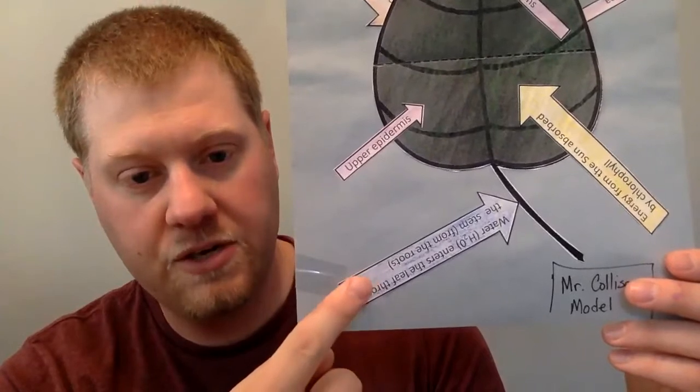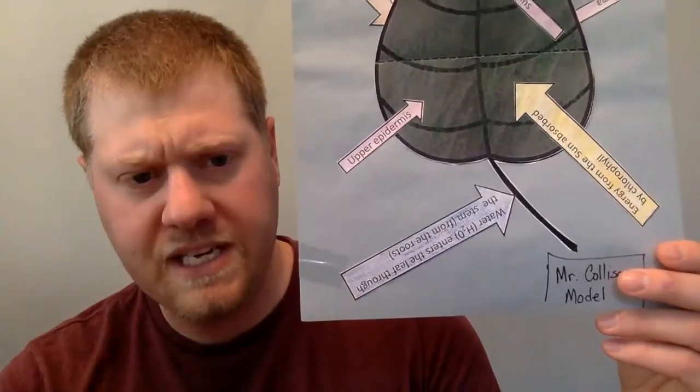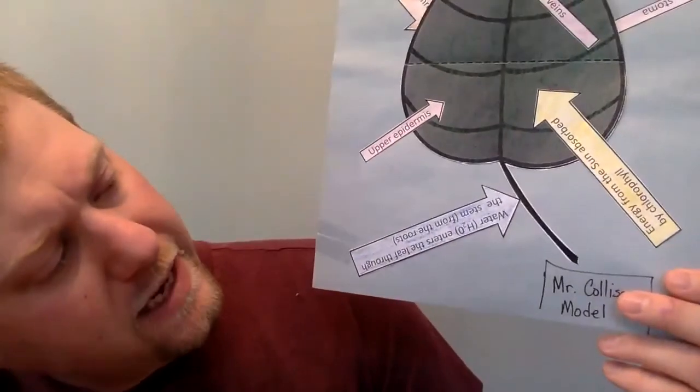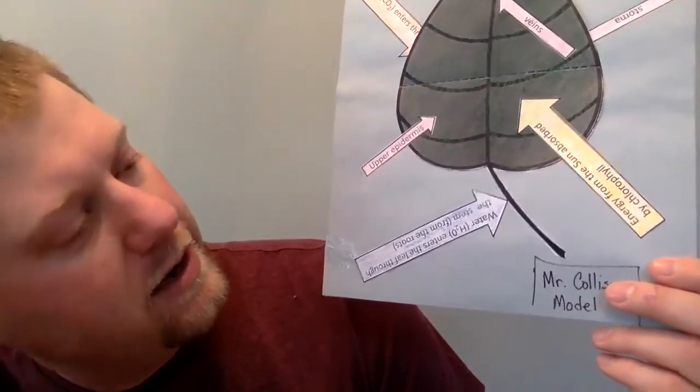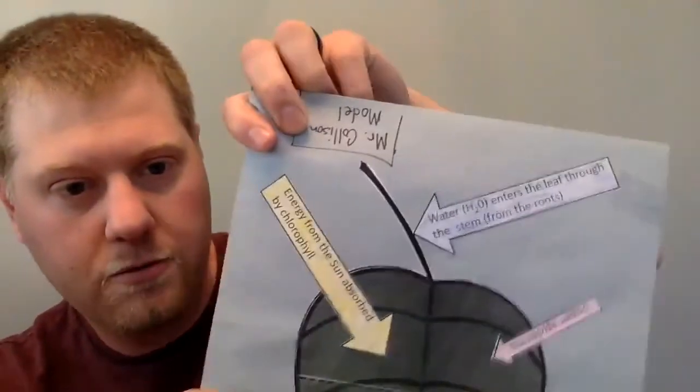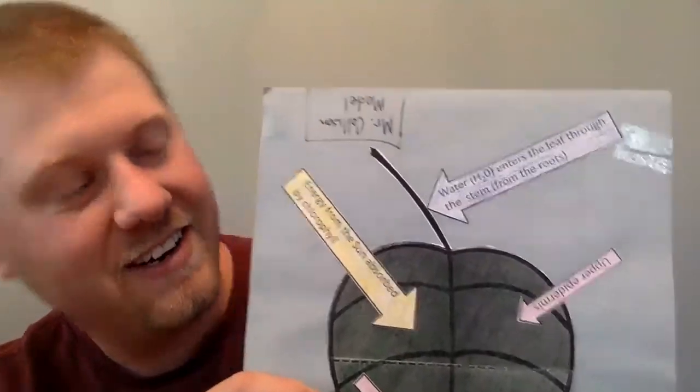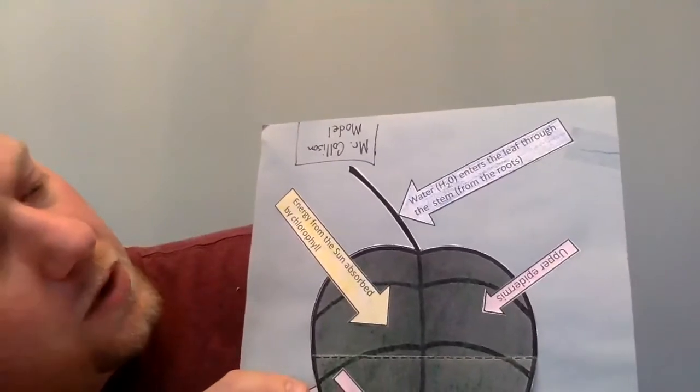So the first thing that you notice is this arrow right here. We see that this is how water is going to be getting into the plant. Oh, I got it upside down, but that's okay. I think you guys can probably read it. It'll be fine. Basically, there we go. Water enters the leaf through the stem, okay?